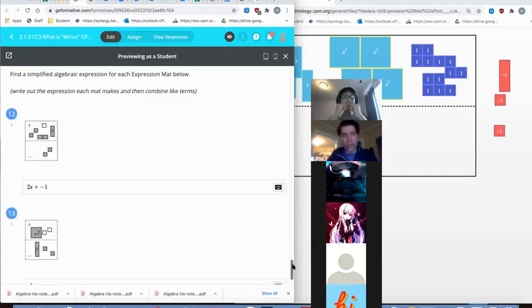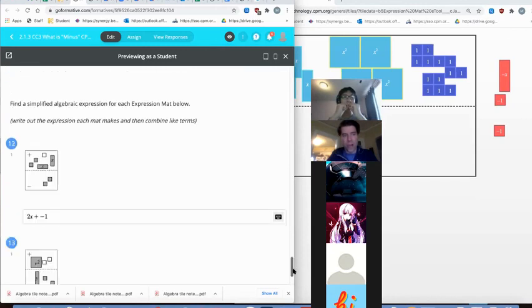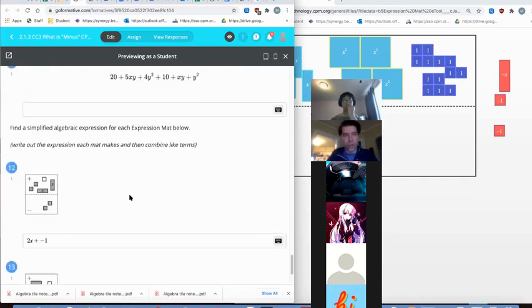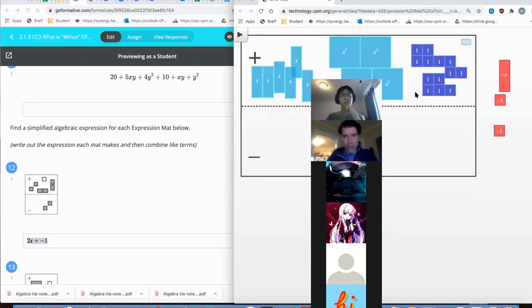12 and 13, they just ask us to build these and then write out the expression and then combine like terms. So the first thing that it wants you to do is write out the expression. It doesn't really give you a place to do it. So I just want you to write down your final answer for these.